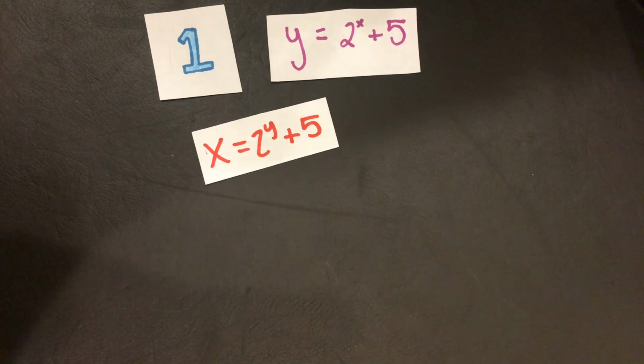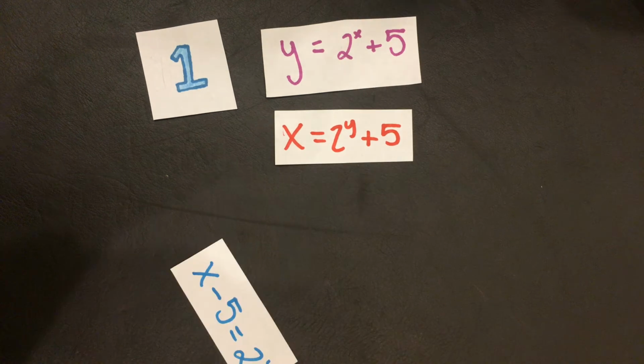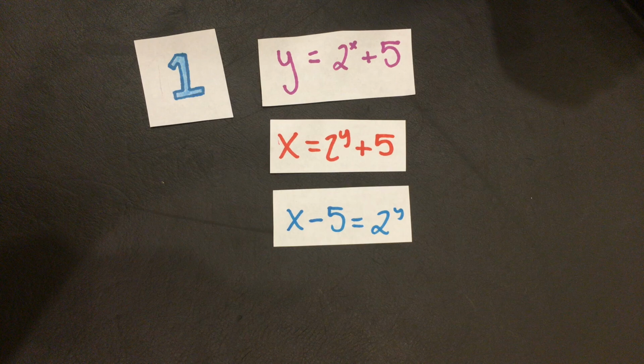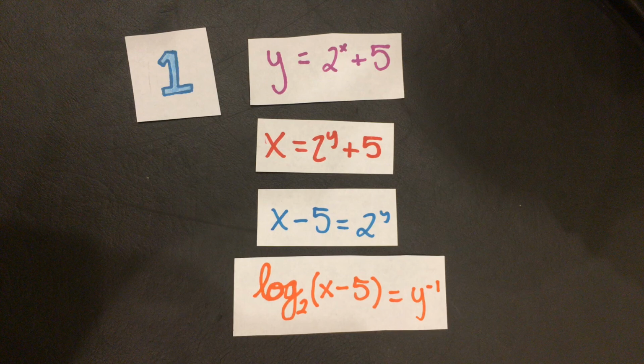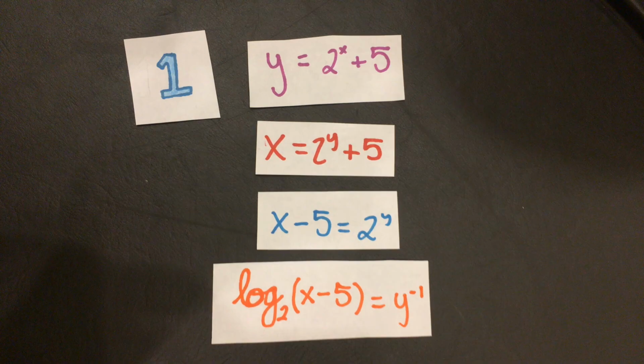The first step is to switch x and y. Next, we need to isolate y. In this case, we need to subtract 5 from each side. Since y is an exponent, we can isolate it by converting it into a log. To do this, you start off by writing log and use the base of the exponent, which is 2, as the base of the log.